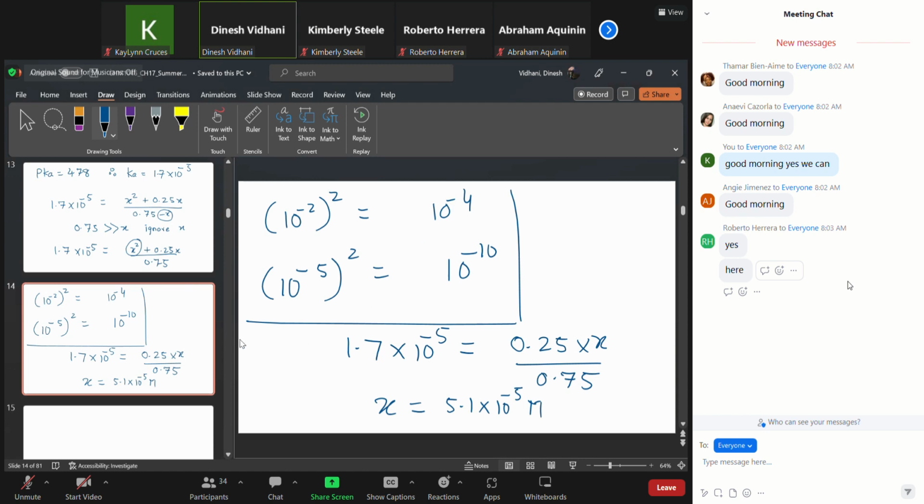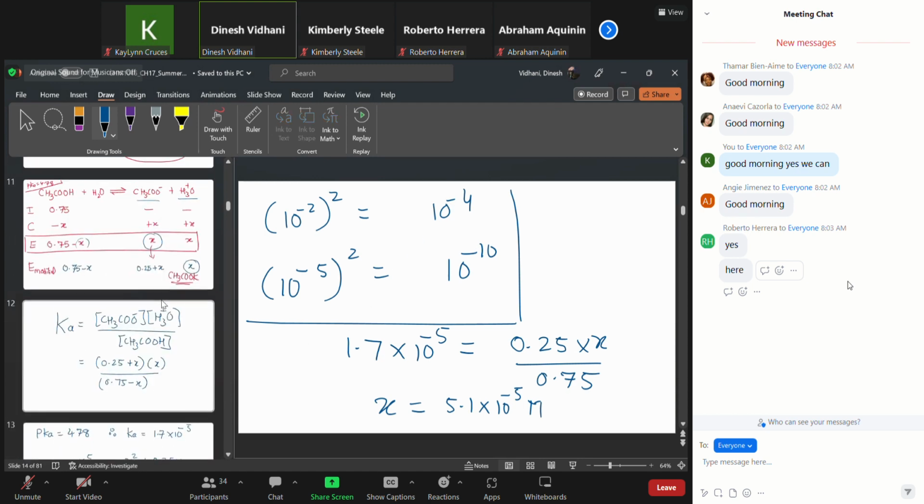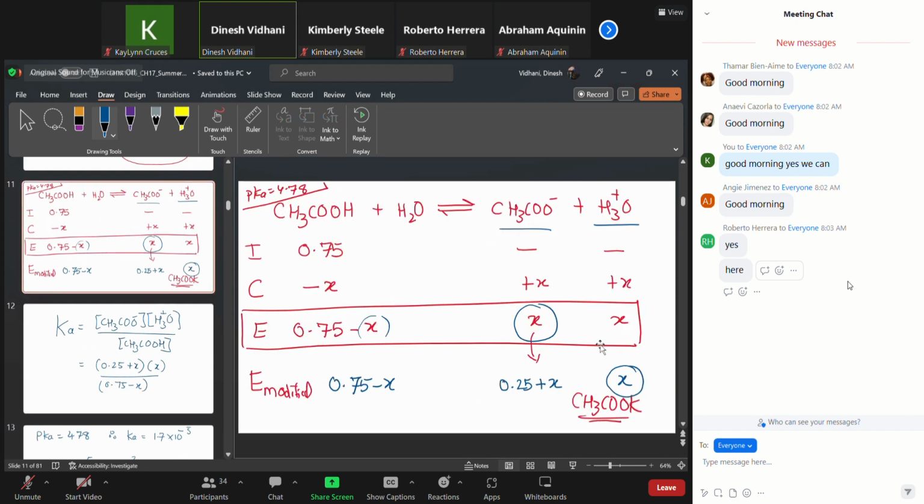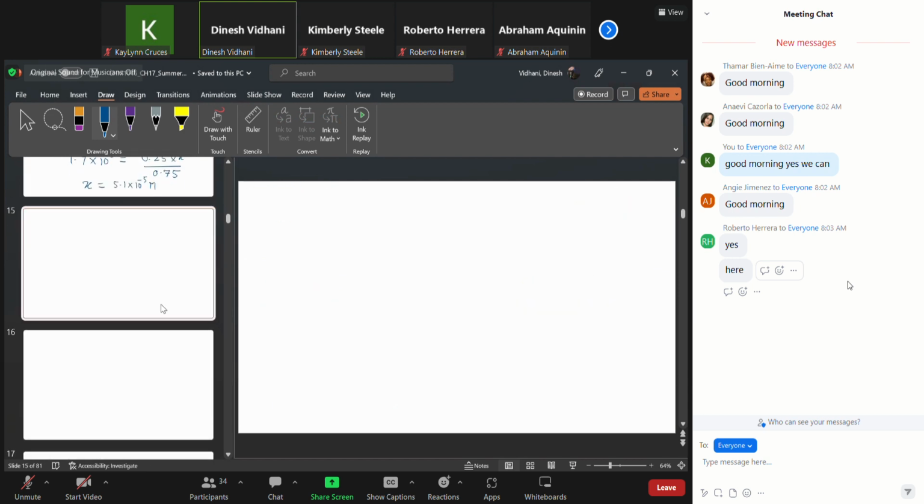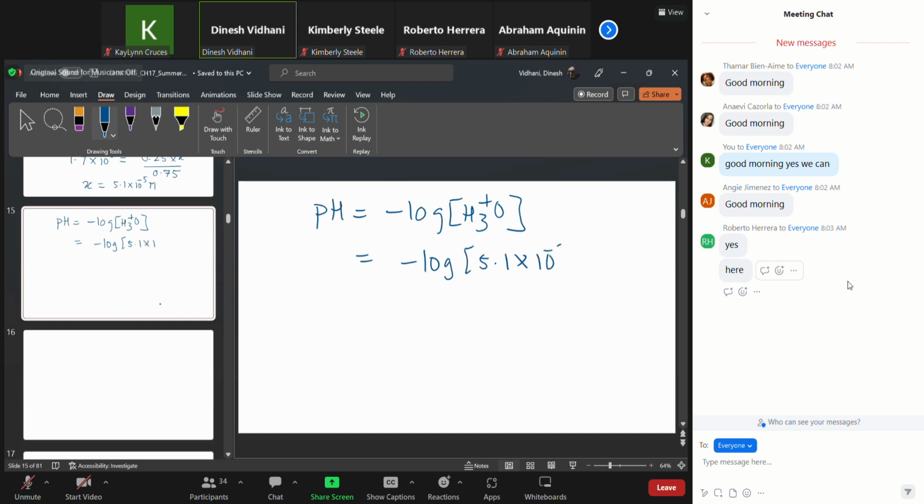Well, what do we do next? Look at what x corresponds to. x corresponds to the amount of hydronium ion as well, right? Okay, so let's see what happens with this one. pH equals negative log of the hydronium ion concentration. That's going to be negative log 5.1 10 to the power -5. Can you tell me what the pH would be now?